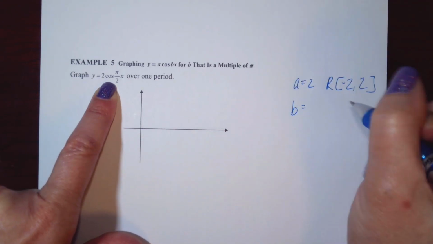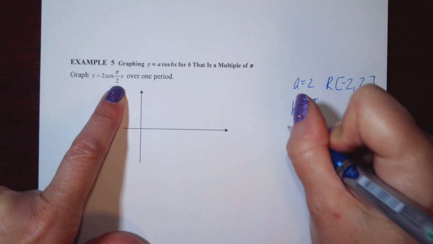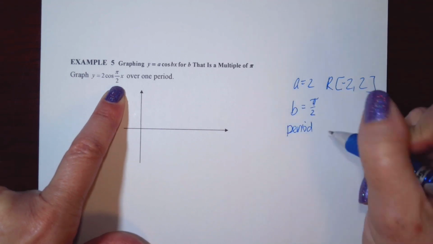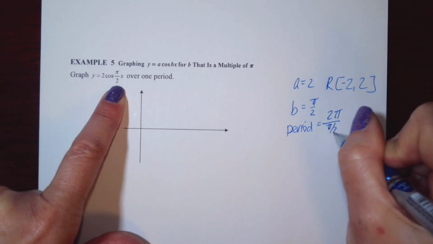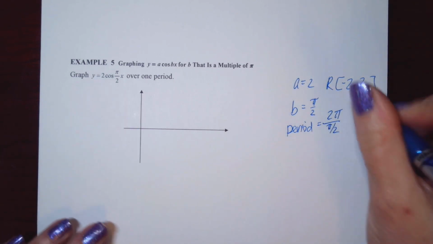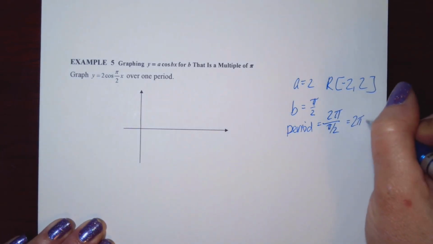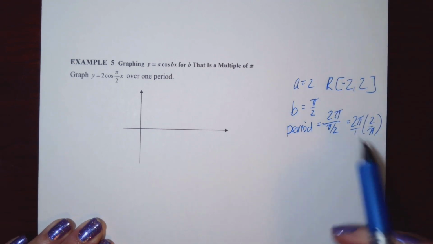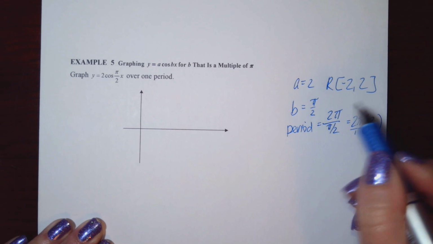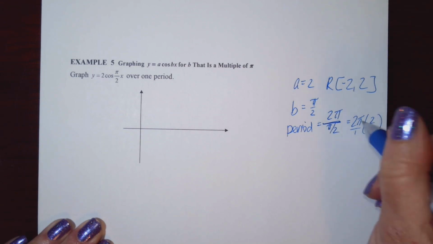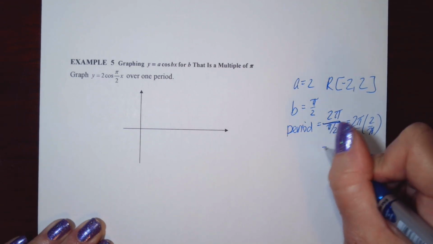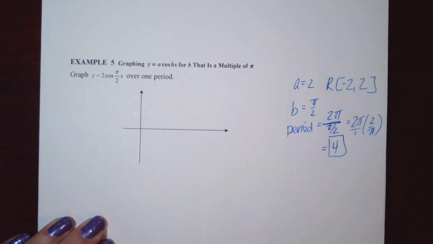Our value for b is pi half. That's going to change the period of my function. Period is 2 pi adjusted by b. So I'm dividing it by pi half, which gives me 2 pi times 2 over pi, because I multiply by the reciprocal when I'm dividing with fractions. That gives me 4. The pi's are going to cancel out, so the period of this function is just 4.